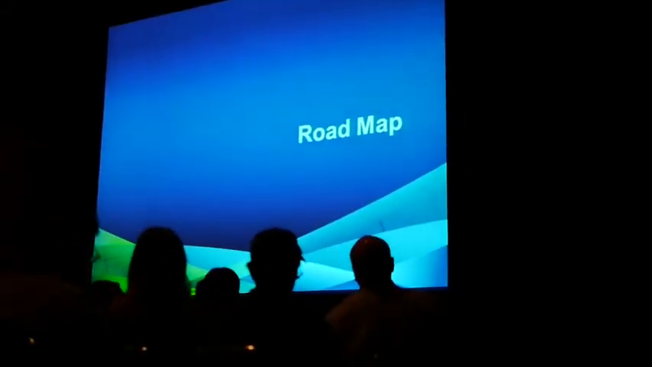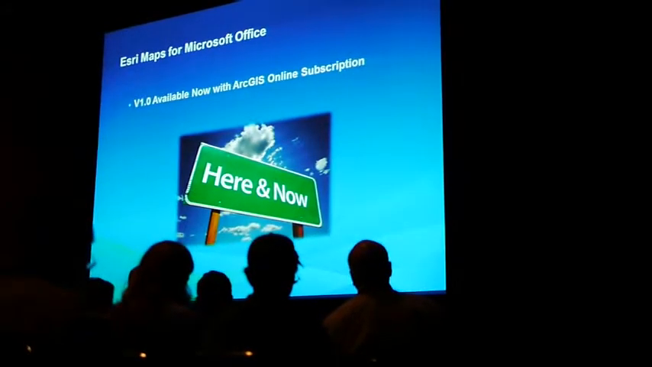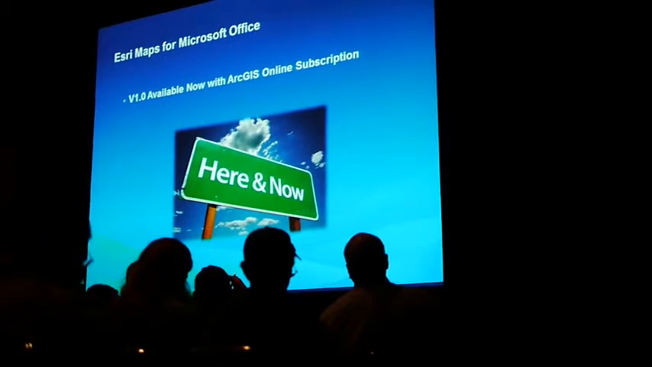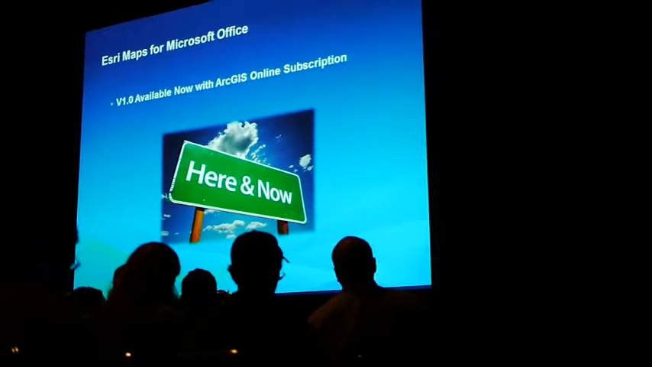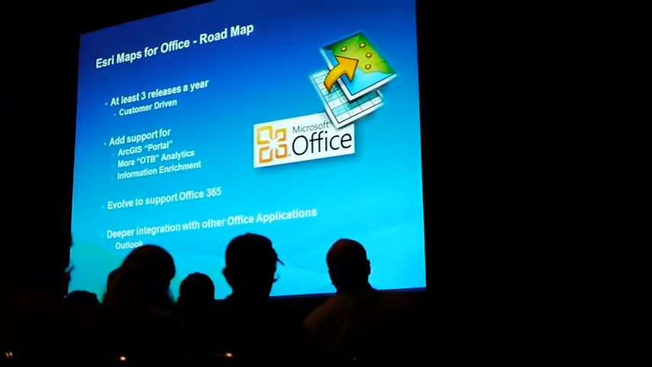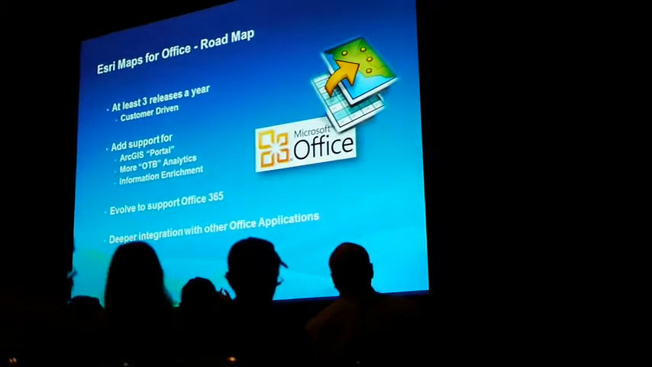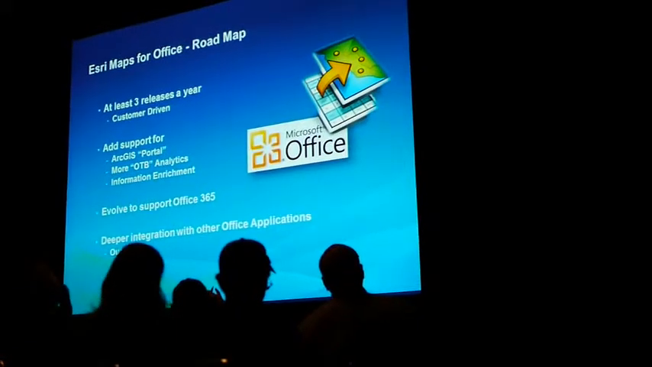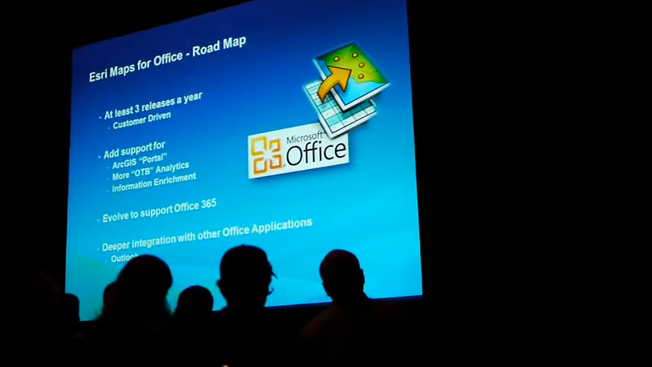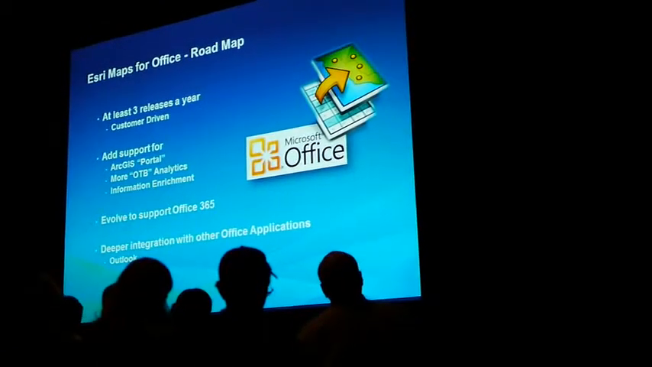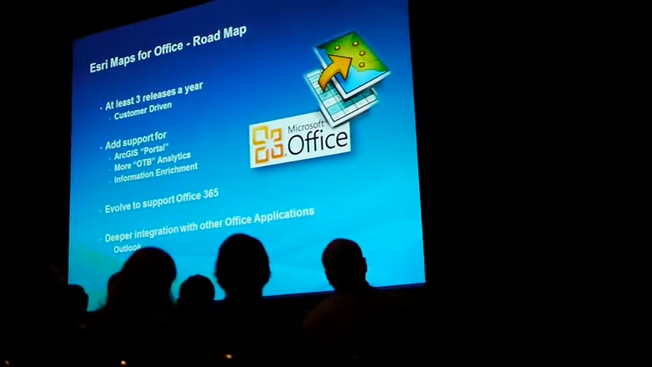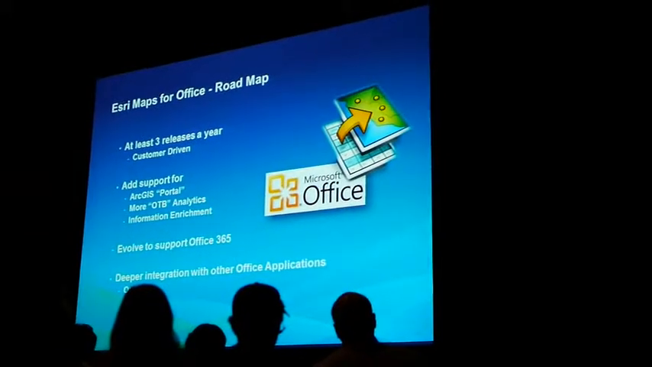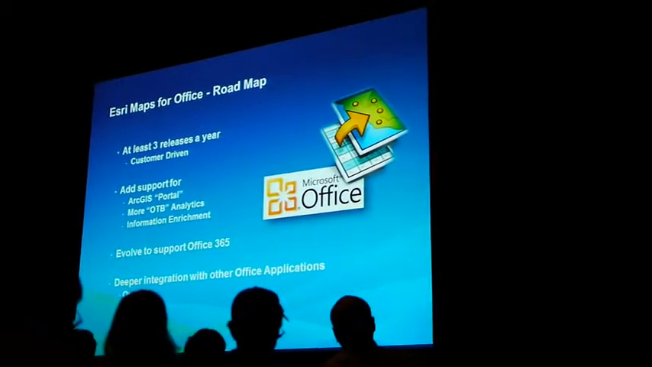So what's on our roadmap? Right here and now, we've got version 1.0 available, and it's available with the ArcGIS Online subscription. For ESRI Maps for Office, we are planning many small releases, maybe 3 releases a year. These releases will be customer driven, so what goes into a release is going to depend on what we hear from you and what you tell us is important to you.